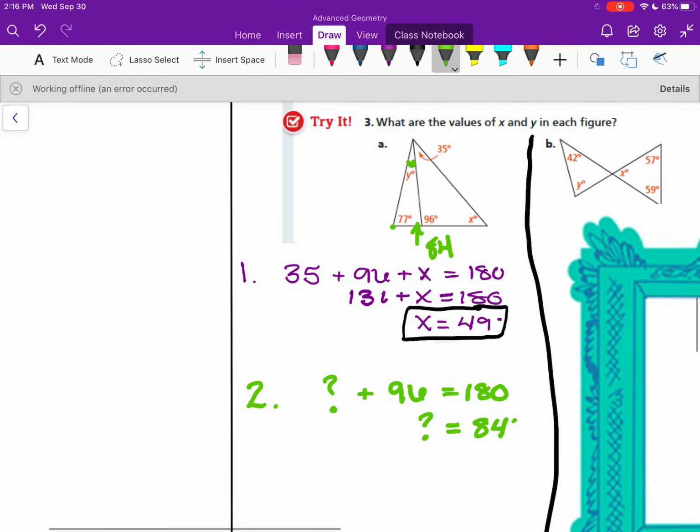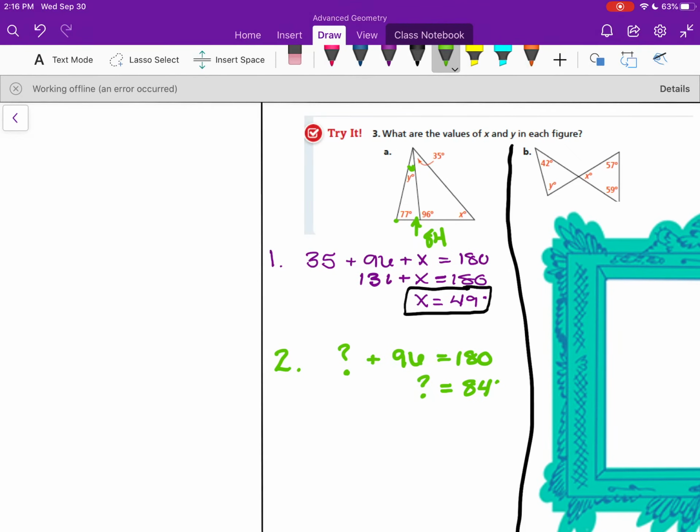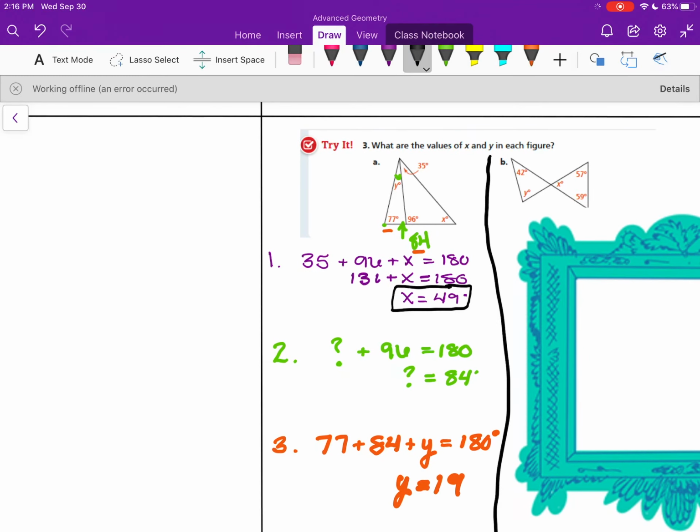And now I can use that information to find that third angle y. I'm just doing the steps 1, 2, and 3 for you all, writing them out step by step. I know that this is 77 and this is 84, so I'd have 77 plus 84 plus y equals 180 degrees. I can add 77 and 84, then subtract that from 180, and I would solve to find that y equals 19, which again is one of my answers, so I am going to put a box around that because that's what it asked me for.